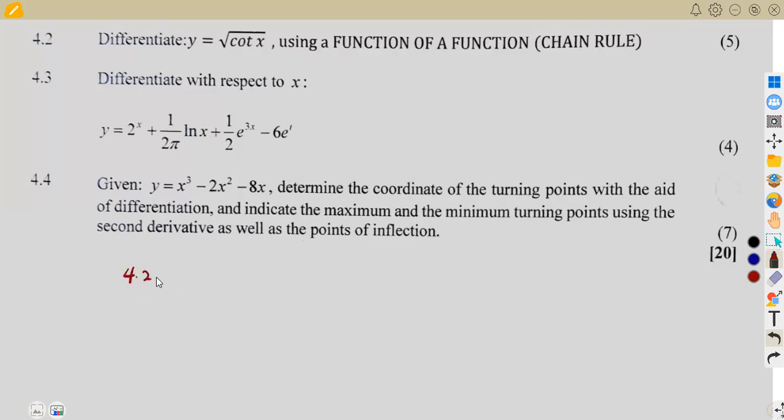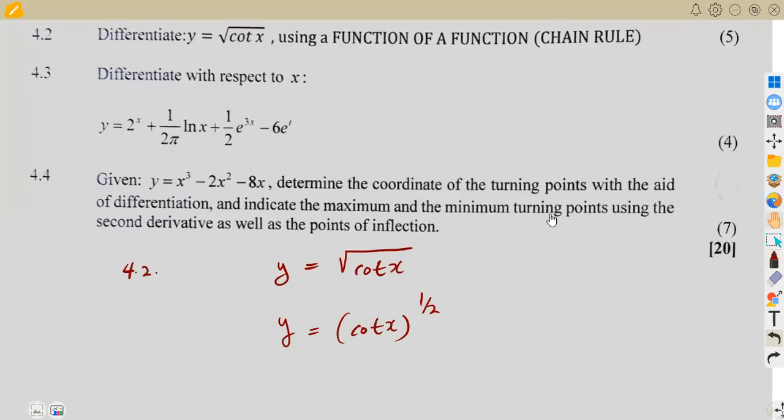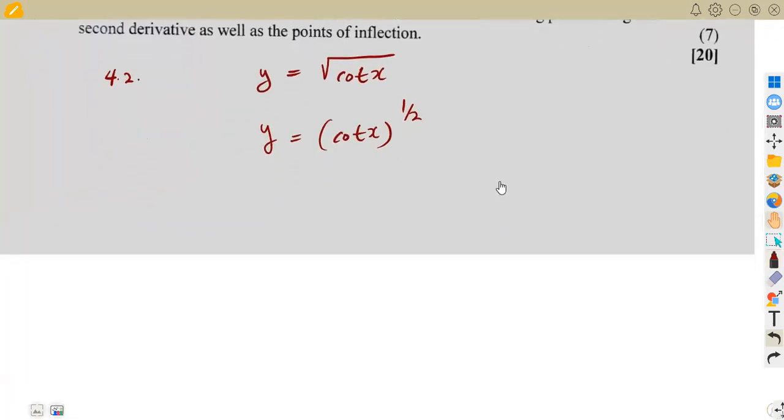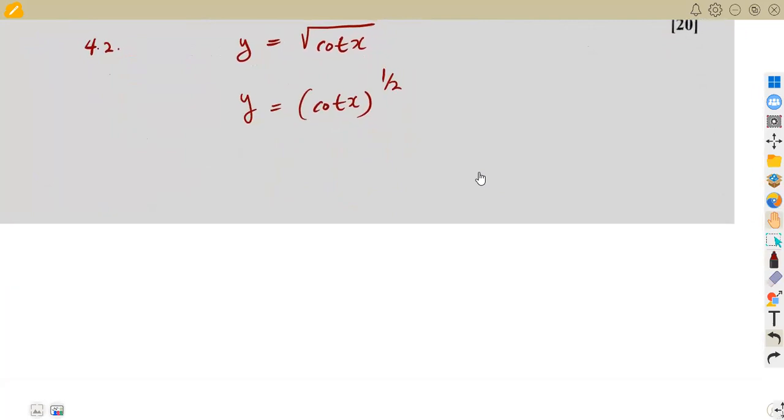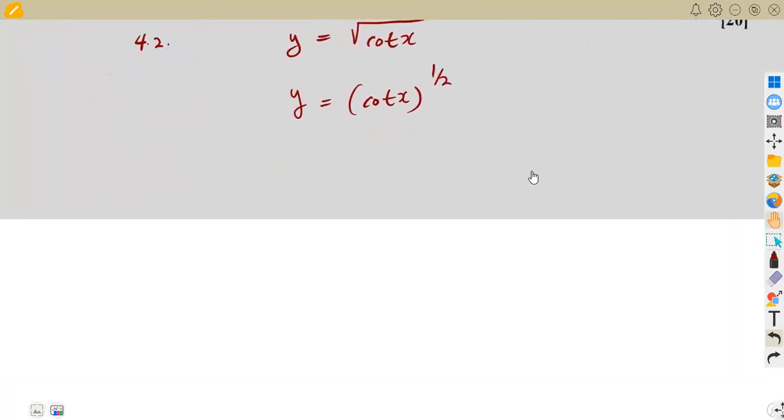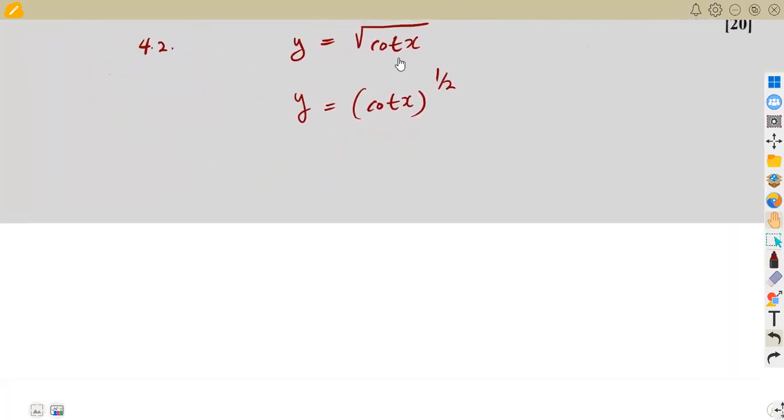Let me just write it down. We are given that y is equal to the square root of cot x in this case, which is the same thing as writing the cot of x to the exponent of a half. This is one and the same thing. So to apply the function of a function, we are going to introduce a function in a way that there is another function where there is cot x. We are going to introduce a function, and that function must be u.